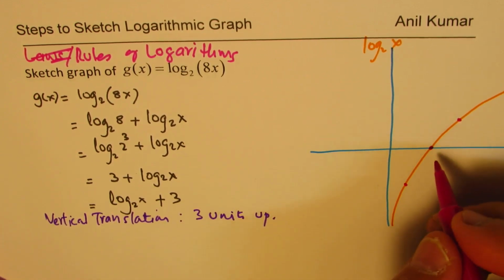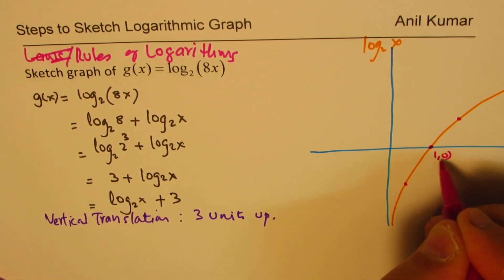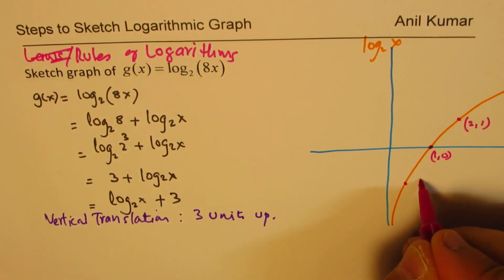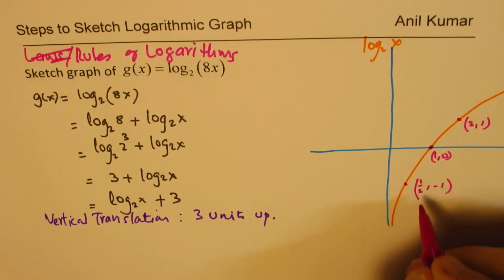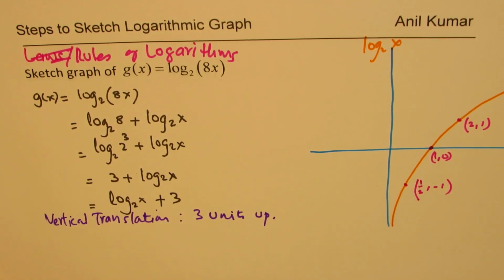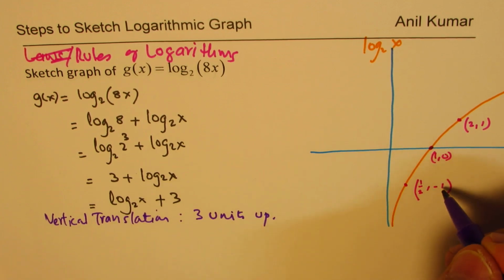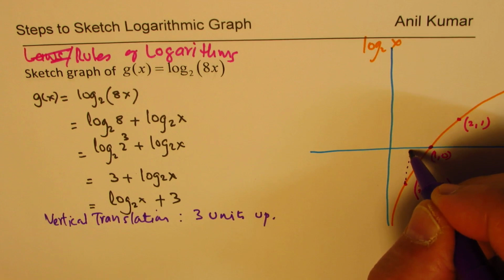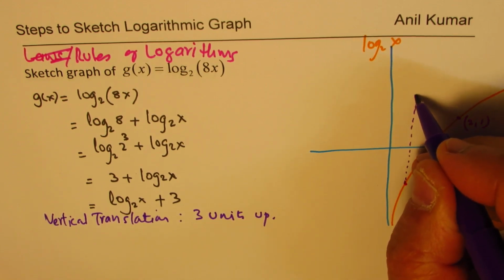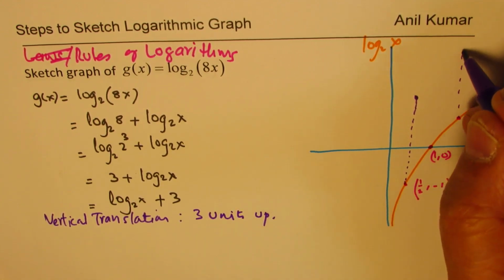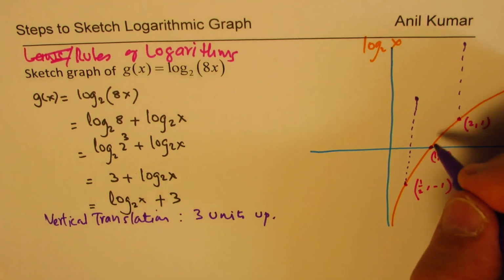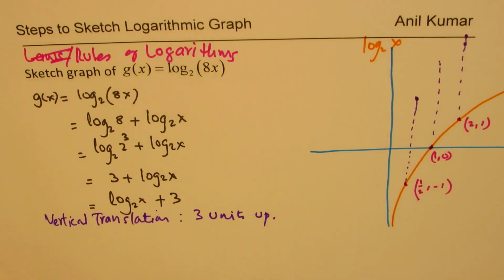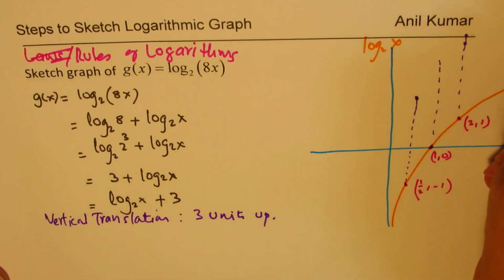These points for us are, so at 1 we have 0, at 2 we have 1, and at half we have minus 1. When I'm saying plus 3, in that case we are adding 3 to the y values, right? So this point moves by 3 units up, right? Let's say this is 3 units up. So this also moves 3 units up. Let's say this is 3 units up, correct? This point also moves 3 units up, correct? So we're kind of going away from the page. So we get these points.